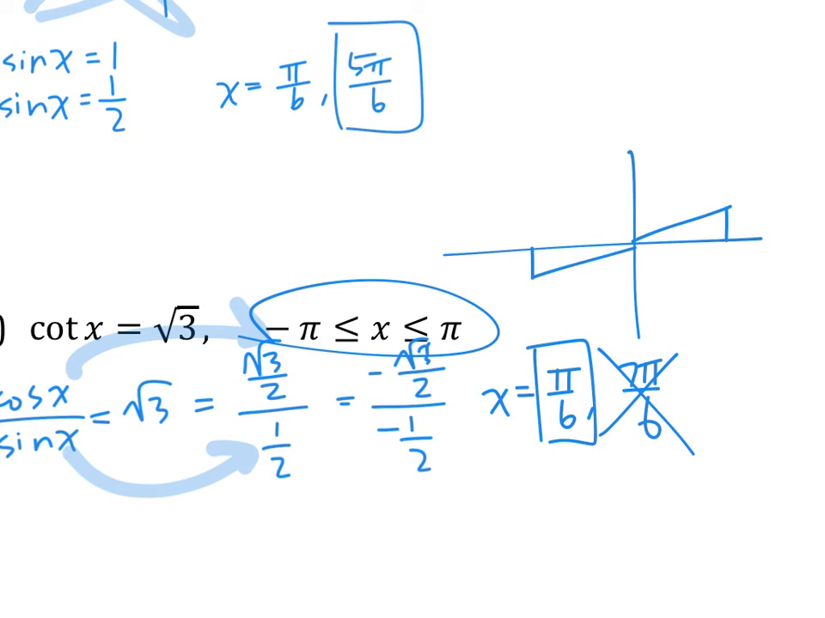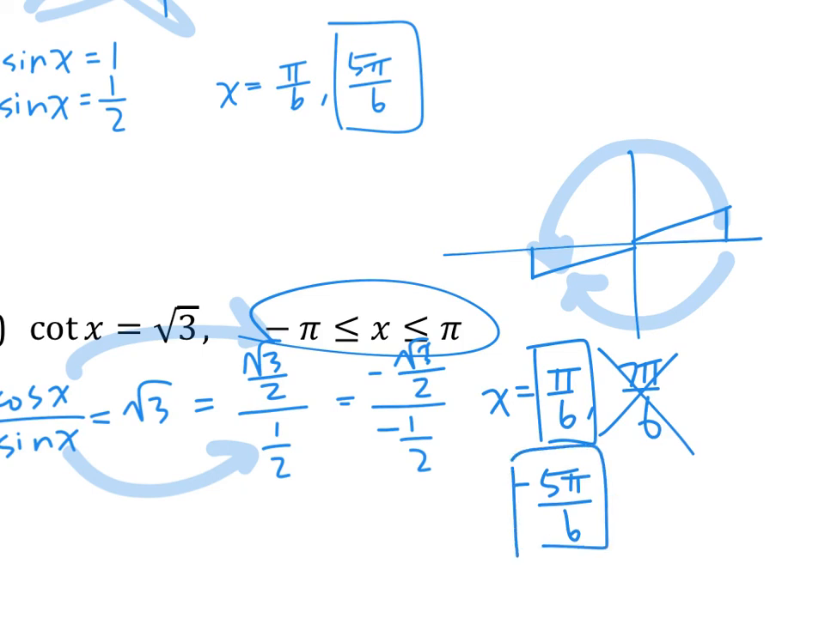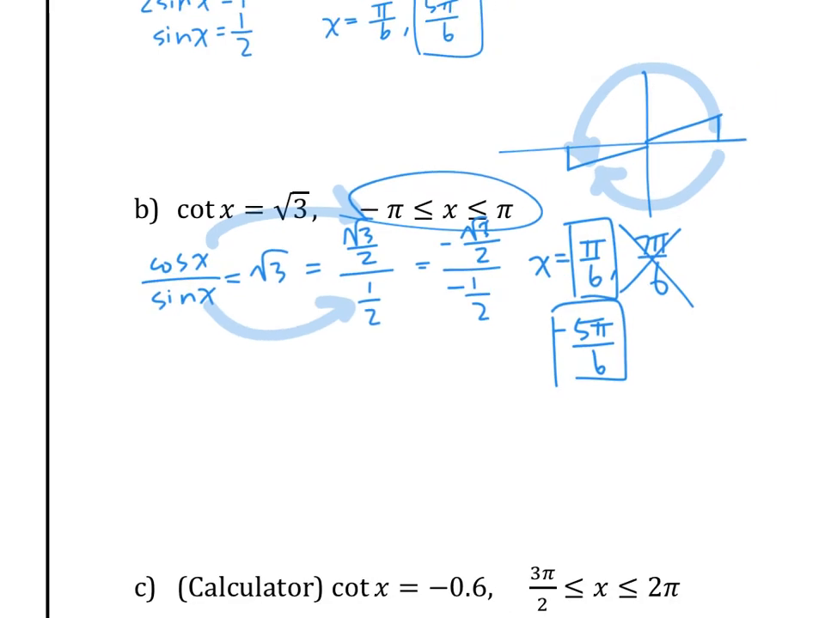So 7 pi over 6 is right here. You want to go in the negative direction and get there. Negative 5 pi over 6. Isn't it negative 5 pi over 6? Yeah, negative 5 pi over 6. Okay, positive direction, 7 pi over 6. Negative direction is going to be negative 5 pi over 6. This was fun. Yeah, if you got your unit circle all memorized, it's funner.